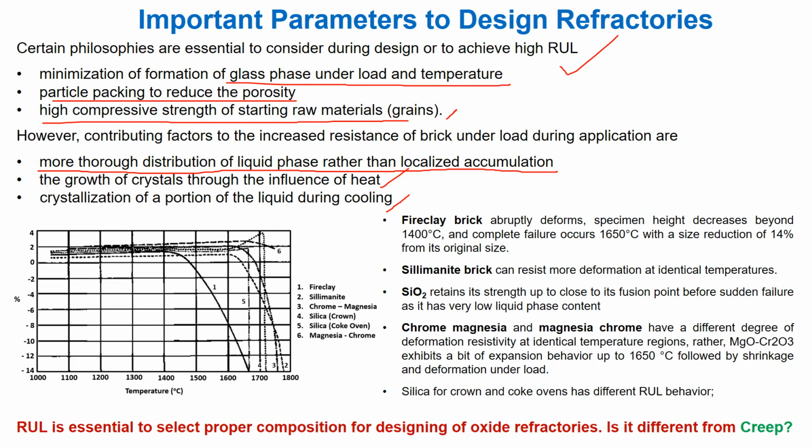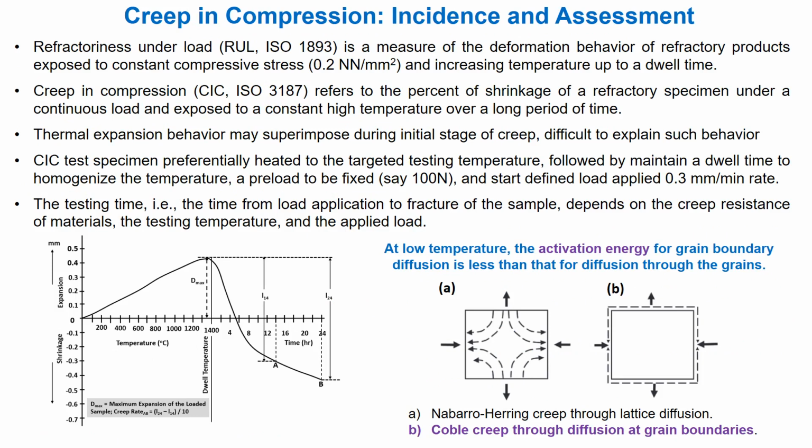A comparative deformation temperature of several oxide refractories during RUL testing has been given in the figure. Simultaneously, relevant regions are pointed out. For example, fire clay brick containing relatively high impurities has less RUL deformation temperature than sillimanite brick. RUL is essential to select proper composition for designing of oxide refractories, and it is different from creep. Obviously, the mode of creep measurement is different from RUL.